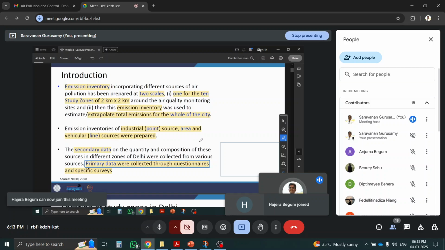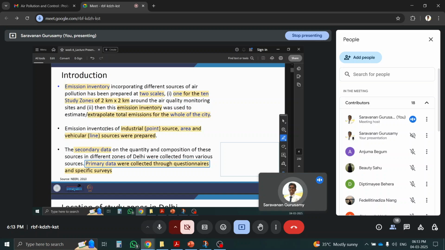So first, how they did the emission study: they have two scales. One is 2 kilometer cross 2 kilometer, that is the smallest area. They initially have a delineation. Then the emission inventory was extrapolated to the total emission of the city. So first they worked at the small scale level, then they extrapolated to the whole city. That was the initial plan.